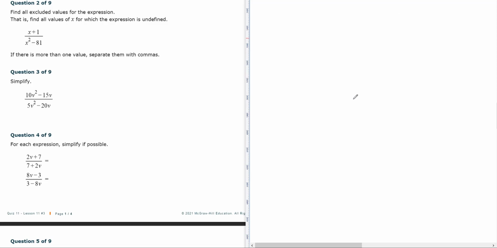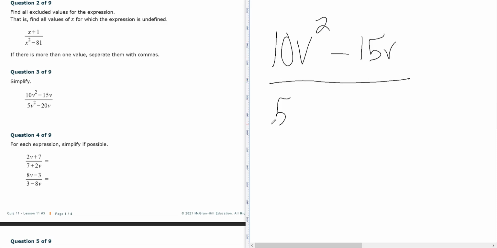Okay? So if I have 10v squared minus 15v divided by 5v squared minus 20v, I'm going to look to my methods of factoring. Now, if I start canceling here, I'm in trouble because I cannot cancel terms. Terms are things that are being added or subtracted. So I can't reduce it in this form.